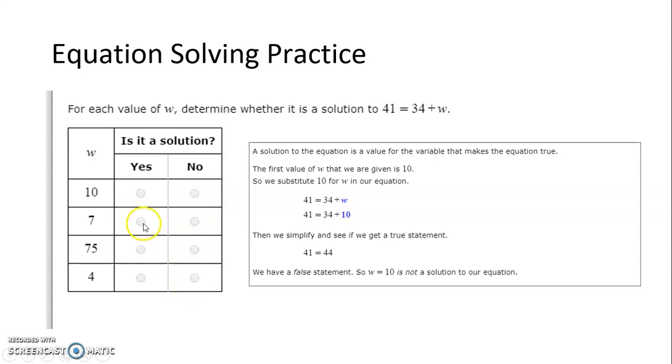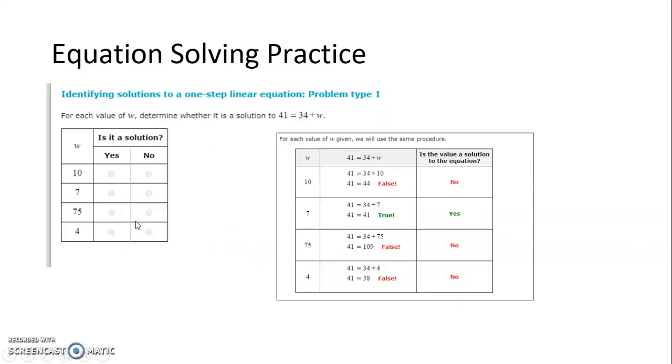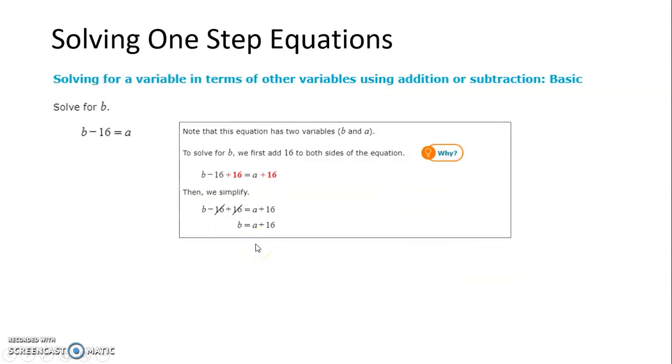Sometimes you won't get any that are correct. So w equals 10 is not a solution. The only one that will work here is w equals 7. So it shows you the possible answers right here. Now, of course, you don't need to go through all that trouble. There's only going to be one correct answer on an equation like this, so you can simply solve the equation and click yes to the correct one and no to all the false ones.